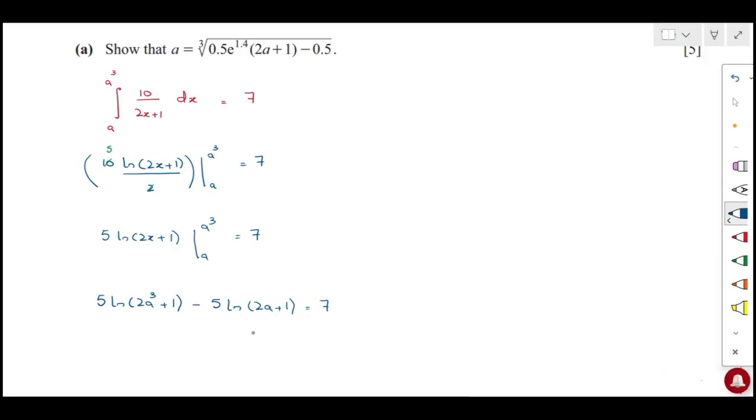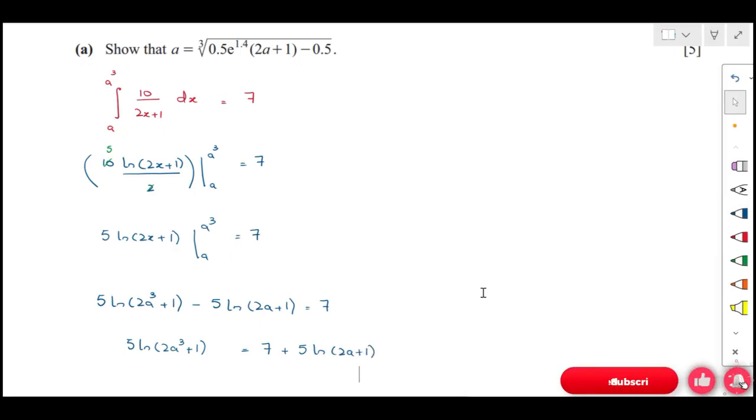Okay, we need to show that a should be equal to the cube root of everything, right? So a should be the cube root. So it means we need to keep this term on the left side. We have to make a cube equal to this. So cube root means a cube is on the left. So 5 natural log 2a cube plus 1 equals 7 plus 5 natural log of 2a plus 1.